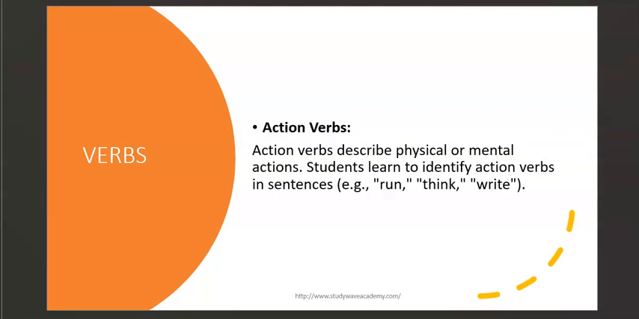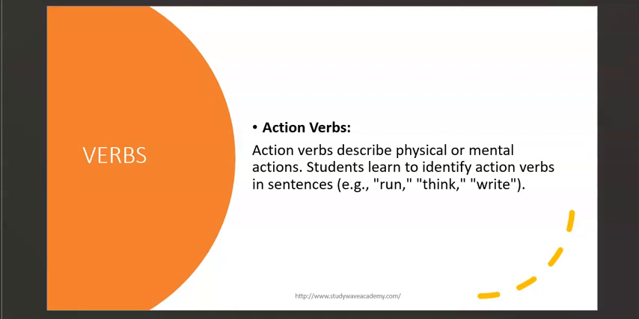Now, we have something we call action verbs. What is an action verb? Even just from the words action verb, these are verbs that describe physical or mental actions. So these verbs explore the physical aspect or the mental aspect. For example, I am thinking about tomorrow's exam, or she is running, she is writing. So these are actions that someone is doing.